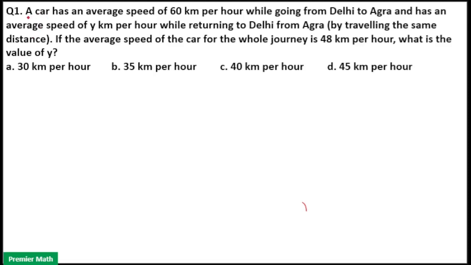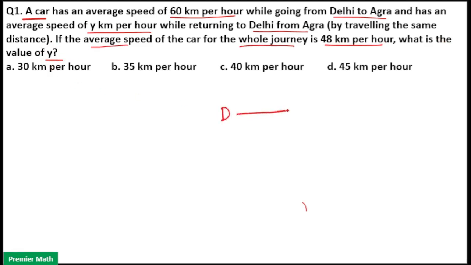Our first question is, a car has an average speed of 60 km per hour while going from Delhi to Agra and has an average speed of y km per hour while returning to Delhi from Agra by traveling the same distance. If the average speed of the car for whole journey is 48 km per hour, what is the value of y? Here we need to find out the returning speed y.